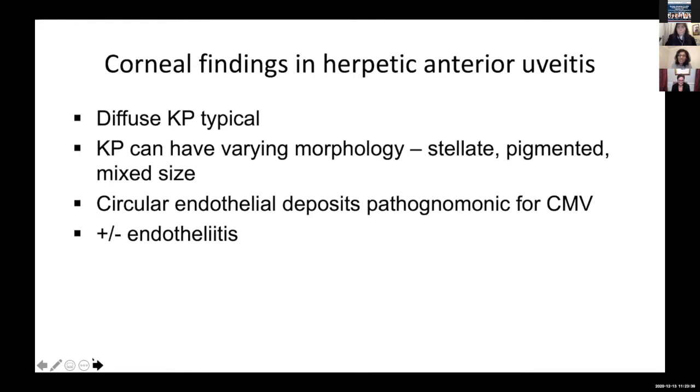So if you don't see those, it doesn't mean it's not cytomegalovirus anterior uveitis, but if you do see those, it's a very nice clue. And you can also have accompanying endotheliitis because of the corneal involvement in any of these forms of herpetic anterior uveitis. So this is just a closer view. You can see these kinds of, there are different names, circular or coral shaped, circinate pattern of these deposits on the corneal endothelium, which is seen in CMV.